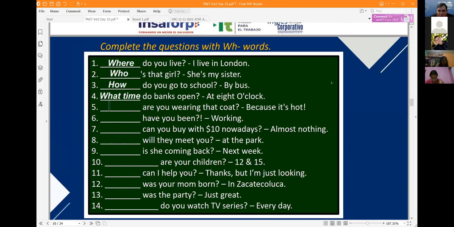Why are you wearing a coat? The correct answer is because it's cold, not because it's hot, right? Why are you wearing that coat? Because it's hot. No. You wear a coat because it's cold. Okay. Now number six.